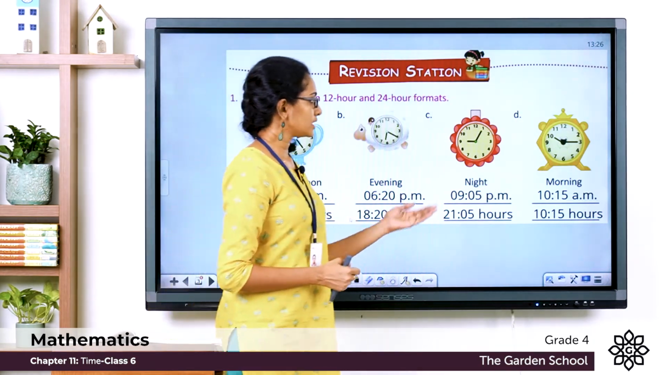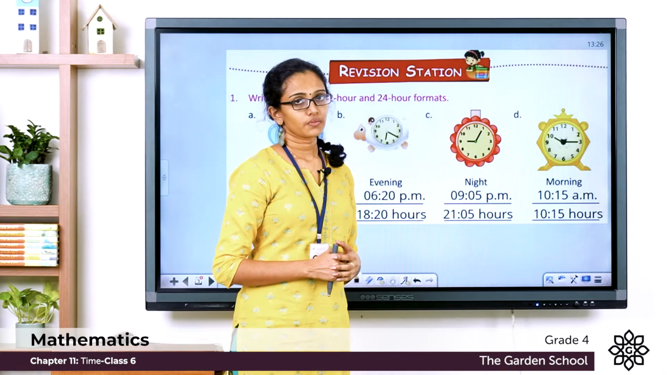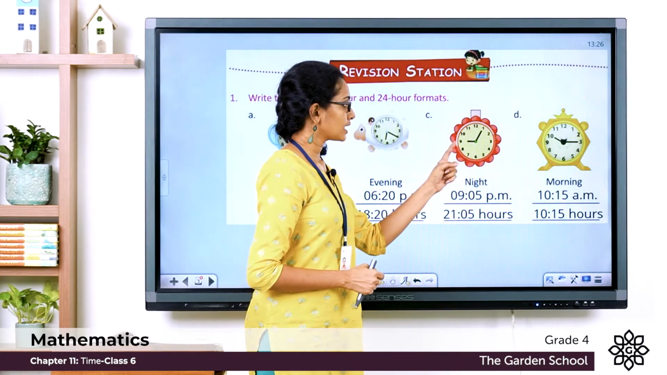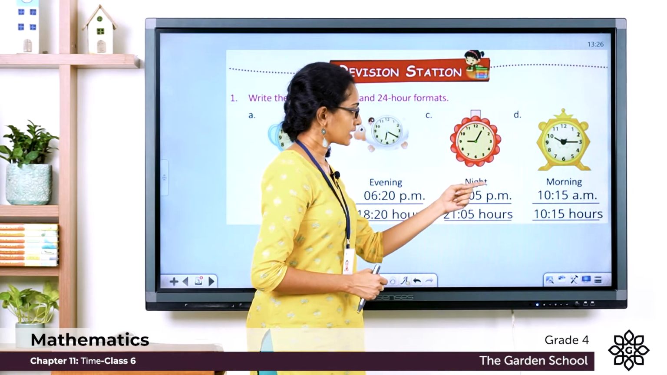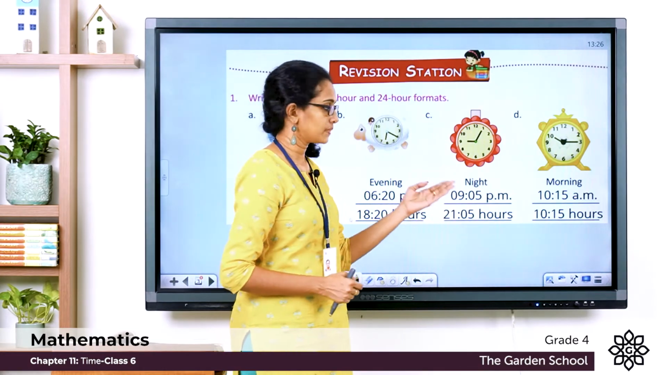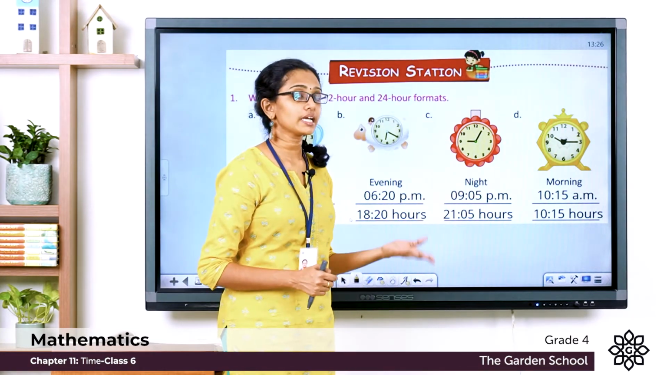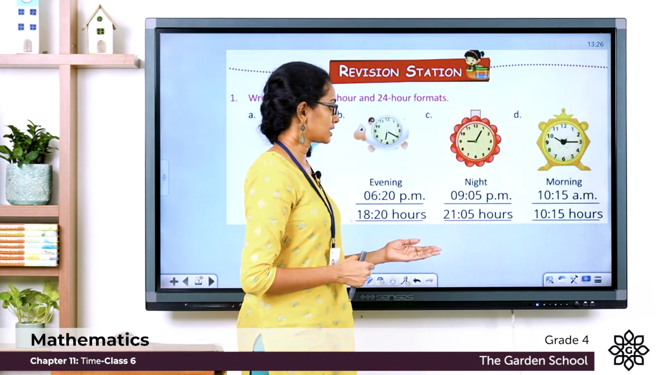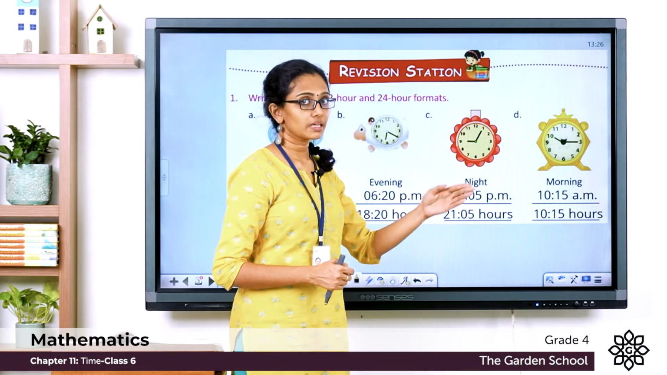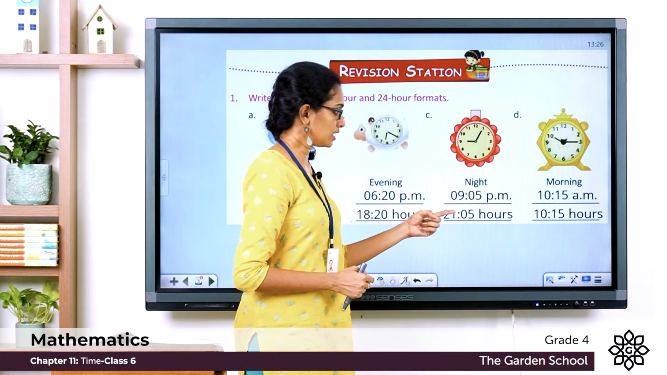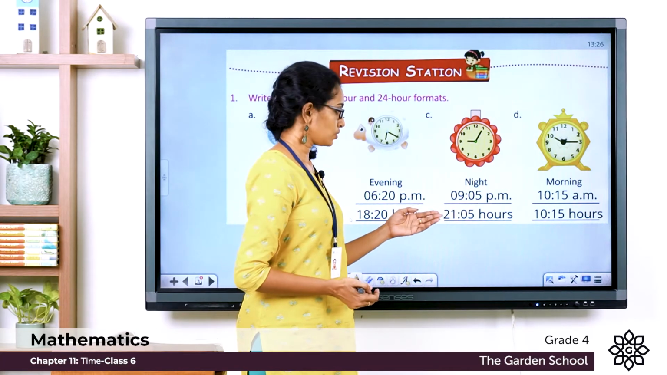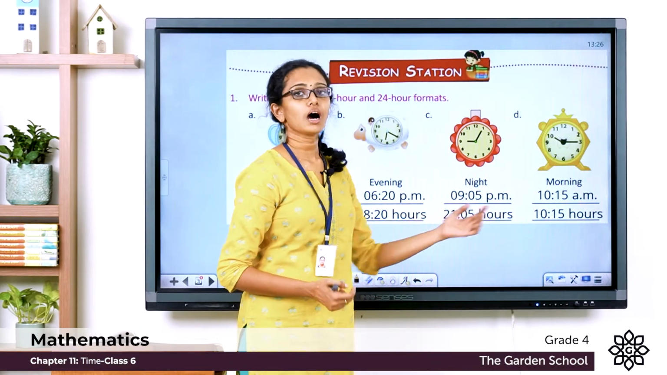Now, the third question, in 12-hour clock format, the time is 9:05 and here it is at night. So, it is PM. So, it's 9:05 PM. The equivalent in 24-hour format is equal to 12 plus 9, which is equal to 21, then 05 minutes. So, it is 21:05 hours.